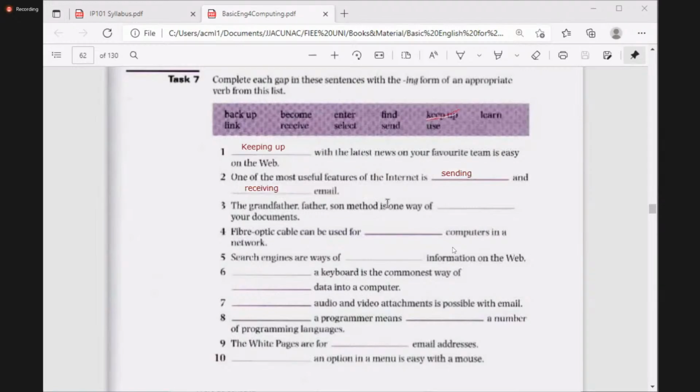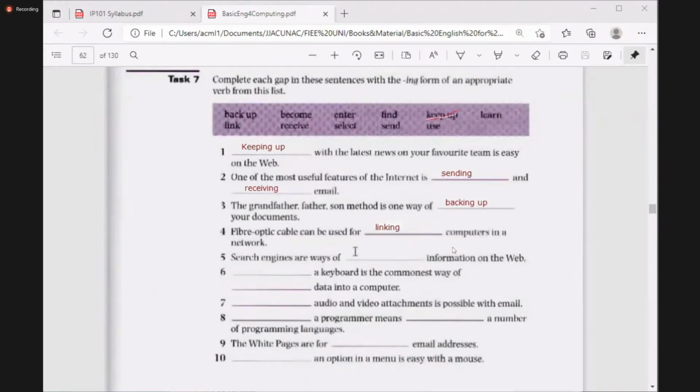Next, the grandfather father-son method is one way of storing. Well, backing up could be. Backing up your documents. Fiber optic cable can be used for linking, connecting computers in a network. Selecting, finding, no. Linking.